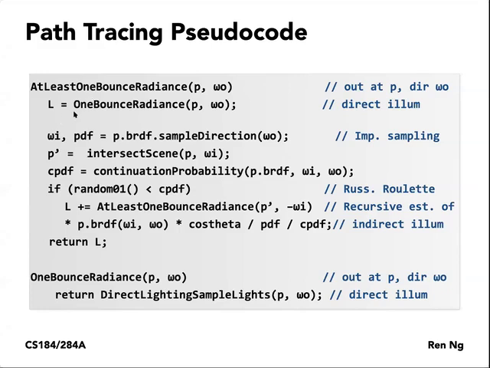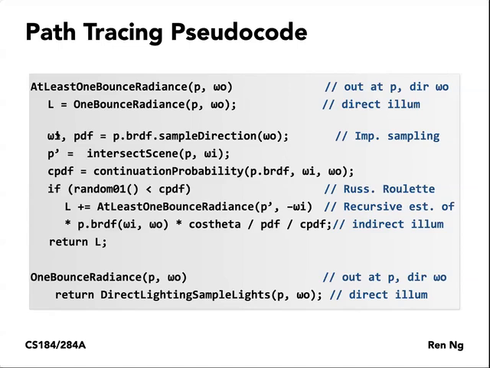So let's walk through those 2 points. L equals one bounce radiance P omega O. One bounce radiance is right here. One bounce radiance at the point P omega O, this helper function is going to return the direct lighting by sampling all the lights. We're going to look at that function on the next slide, but that's all it's going to do. It's going to importance sample the lights and then try to figure out how much light is arriving at this point P and then being reflected out in the direction omega O.